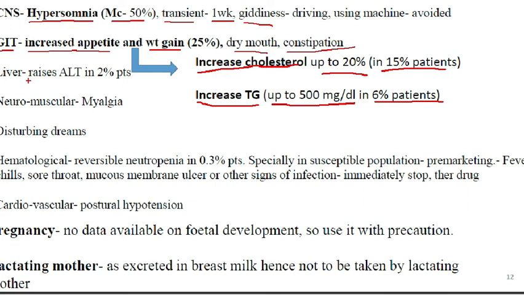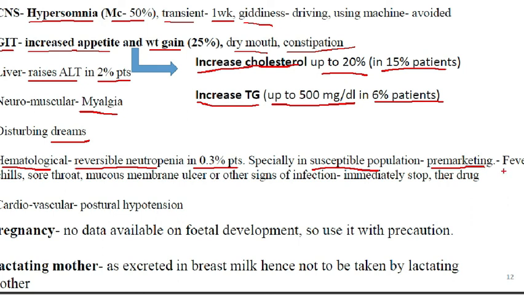Mirtazapine can cause the increased level of the ALT in 2% of the population. Mirtazapine has the myalgic side effects. It may disturb your dreams. Mirtazapine's hematological side effect is the reversible neutropenia. It is seen only in the 0.3% of the patients, and also it is seen only in the susceptible population, and this side effect was seen at pre-marketing level.